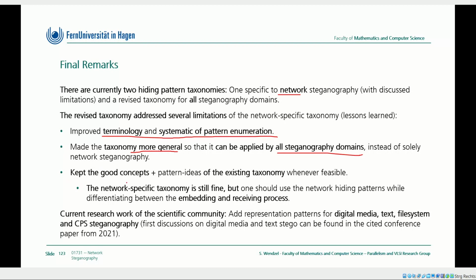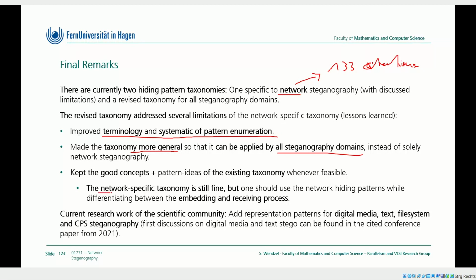It kept the good concepts and pattern ideas of existing terminology, so we did not reinvent the wheel when not necessary, and we also didn't want that because the original taxonomy received about 133, I think today I checked, 133 citations. So this is quite a bit for a scientific publication. That means that this existing taxonomy is widely accepted, and it should not be neglected entirely, because otherwise we again get an inconsistency that is larger than it should be between the old and the new taxonomy.